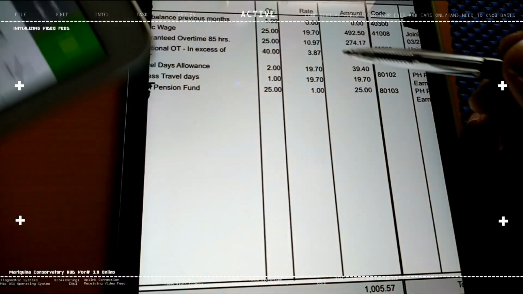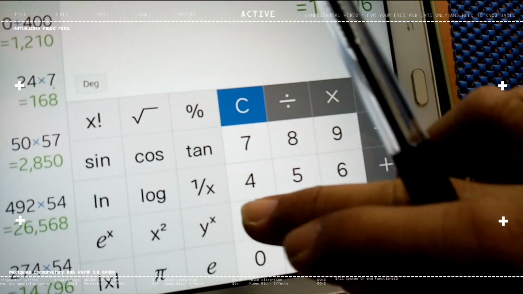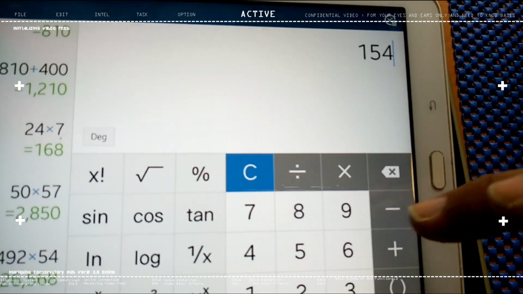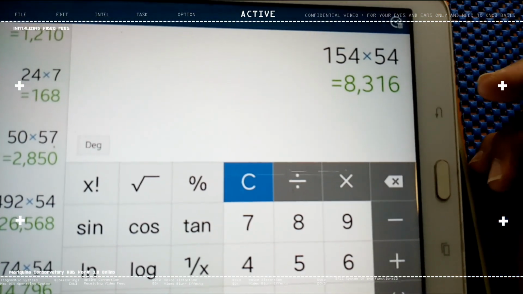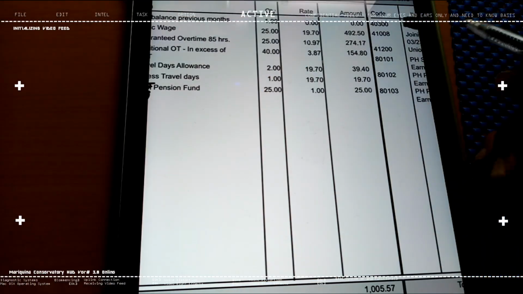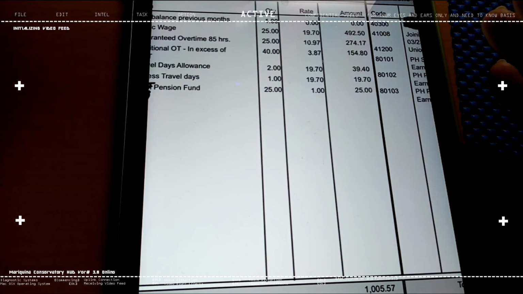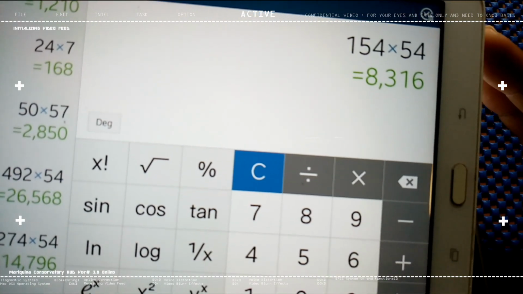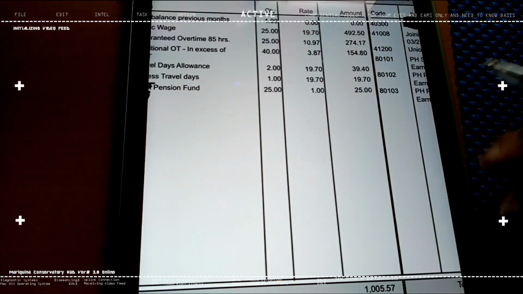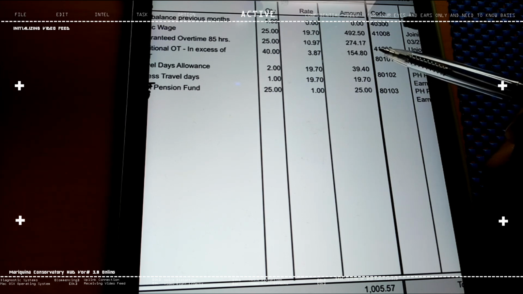Had to cope with this one, the excess, which is $154. So $154 multiplied by 54. That's a total of 8,316. So imagine I have to work Saturdays and Sundays, the whole day off, and for the whole month, and they're just gonna pay me 8,316 pesos. So that is a very, very low salary.